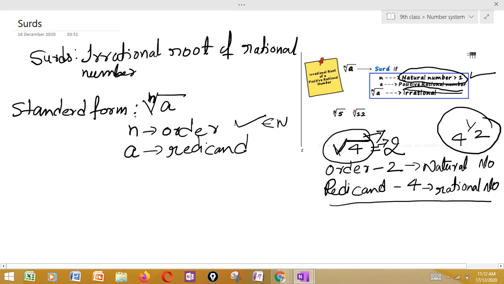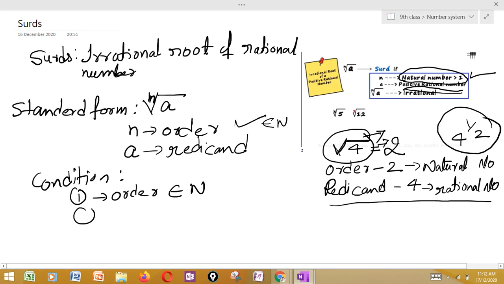I have told you that the standard form of a surd is nothing but nth root of a. Here n is given the name order, and a is given the name radicand. For it to be a surd, it has to follow three conditions. The first condition: the order should belong to the natural numbers. The second condition: the radicand, that is present within the root, should belong to the rational numbers. And the third condition is the result.